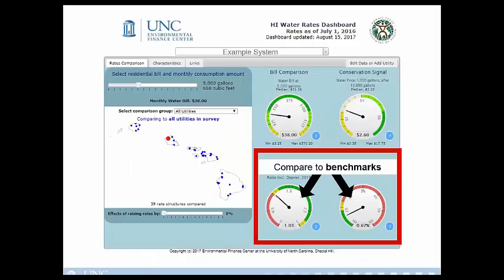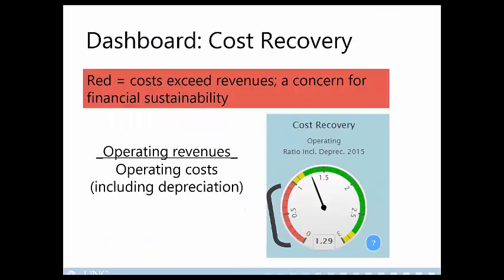Okay, now moving on to the bottom two dials. These dials compare your utility and rate structure to established benchmarks. So these are not comparing you to your peers. These are benchmarks that we at the EFC have set in the dashboard. So, you may have different opinions on what your benchmark should be. I'll just throw that out there. But the first one we're going to talk about is the cost recovery dial.